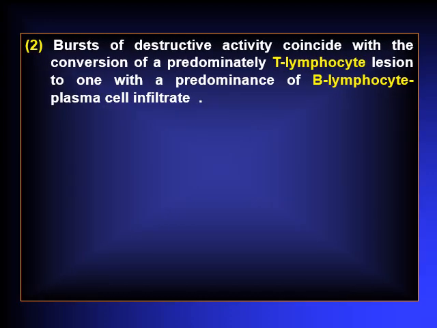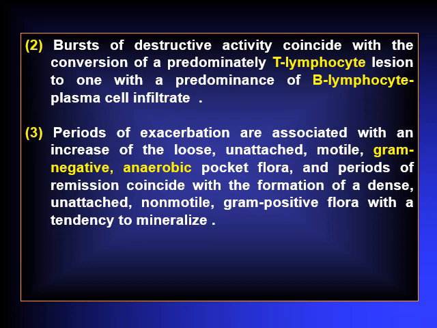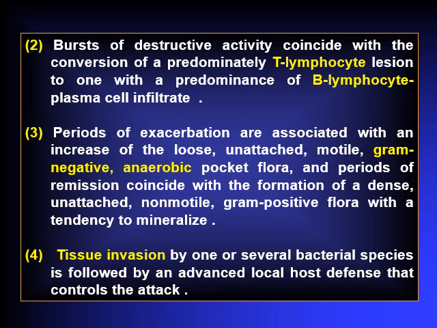Bursts of destructive activity coincide with the conversion of a predominantly T lymphocyte lesion, as we mentioned in the beginning of the lecture, to one with a predominance of B lymphocyte and plasma cell infiltrate, and I mentioned to you that when the lesion becomes a B lymphocyte lesion, it becomes a more destructive lesion. Periods of exacerbation are also associated with an increase of the loose, unattached, motile gram-negative anaerobic pocket flora, or microorganisms, and in the reverse, the periods of remission coincide with the formation of a dense, unattached, non-motile gram-positive flora with a tendency to mineralize.